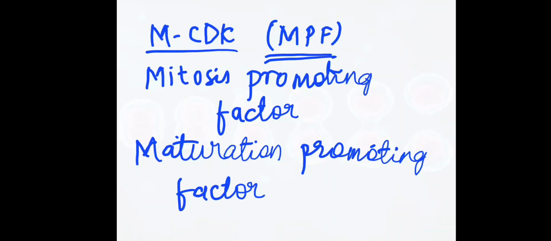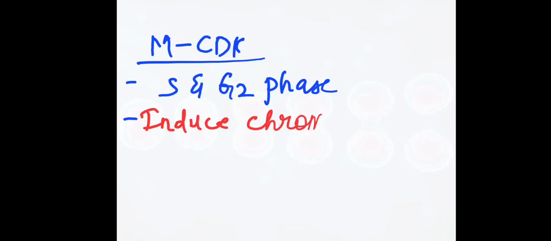This M-CDK is synthesized during the S and G2 phase itself, but it is inactive. At the end of G2 phase, when there is initiation of the M phase, this M-CDK will get activated. So what are the functions of M-CDK complexes? Their main function is they induce chromosome condensation.